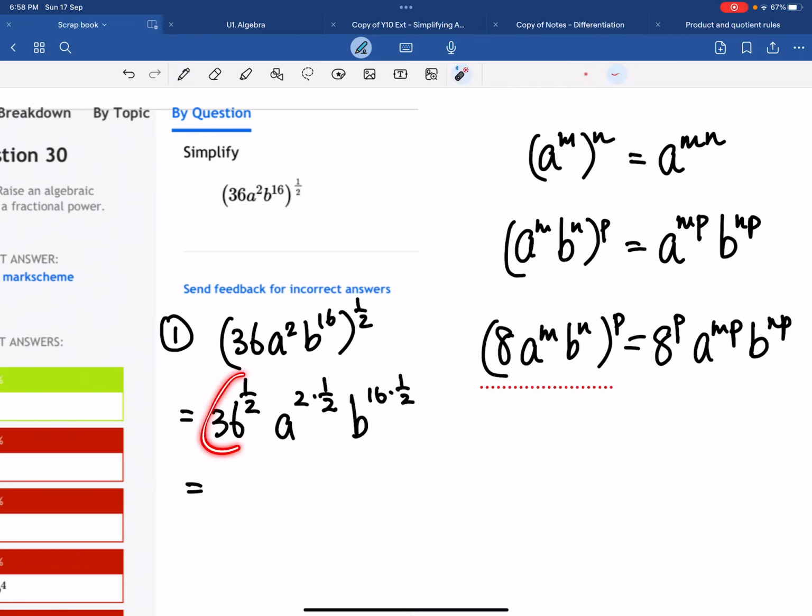So this is square root of 36, which is 6. This one, 2 times a half is 1. So this turns into a to the power of 1. And the last one, 16 times a half is 8. So this is b to the power of 8. So 6, a to the 1, b to the 8.